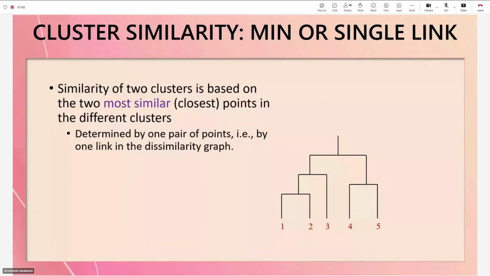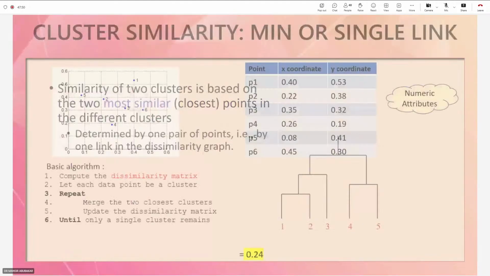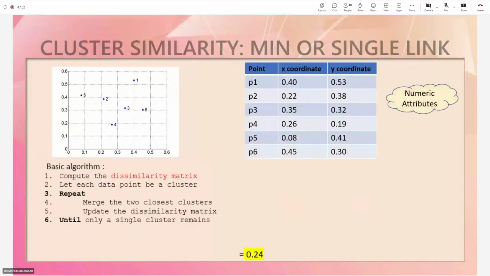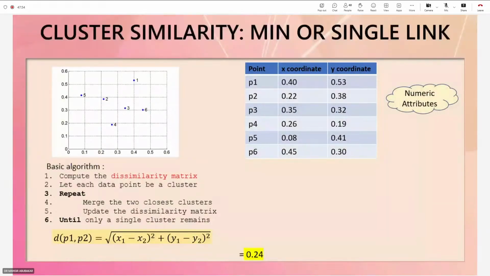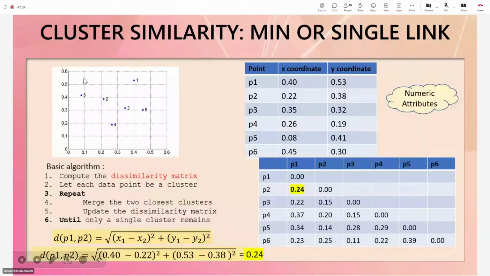So this is cluster similarity with minimum or single. The similarity of 2 clusters is based on the most similar points, which we have already explained. So let's look at this example and see how the similarity is being calculated. You can see these are the data points that we have: point 1, 2, 3, 4, 5, and 6, scattered on this particular graph.